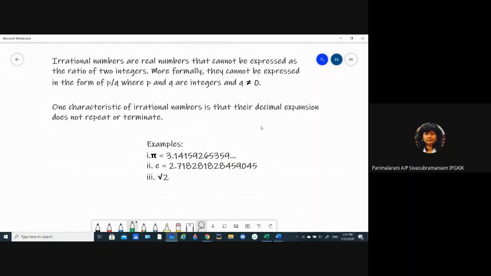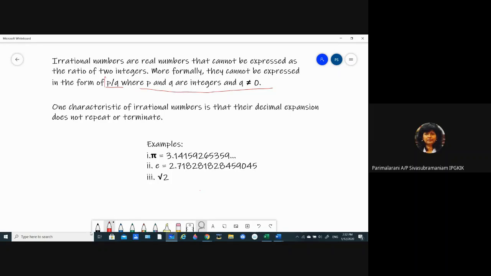Irrational numbers. This is our last topic, topic 7, irrational numbers. We have finished with rational. When you study rational, you already got an idea of what is irrational. So irrational numbers are real numbers that cannot be expressed as the ratio of two integers. More formally, they cannot be expressed in the form P over Q, where P and Q are integers and Q is not equal to 0.